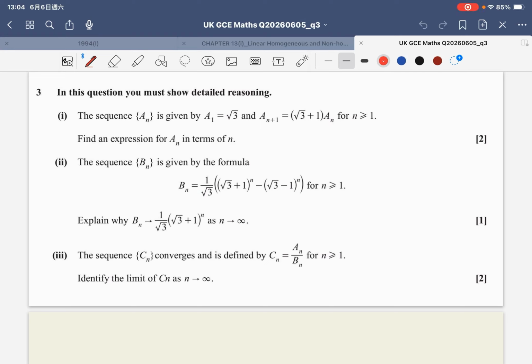This question is from a UK student who asked me how to do it. There are three parts to this question. First, for a sequence a_n, where a_1 equals root 3 and a_(n+1) equals root 3 plus 1 times a_n, we can find an expression for a_n.